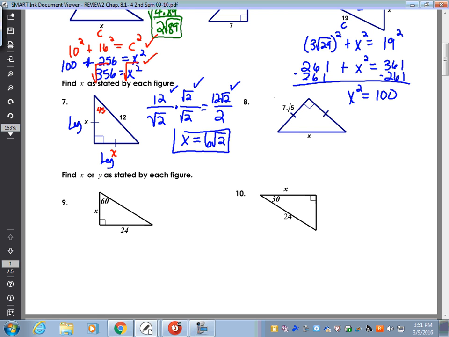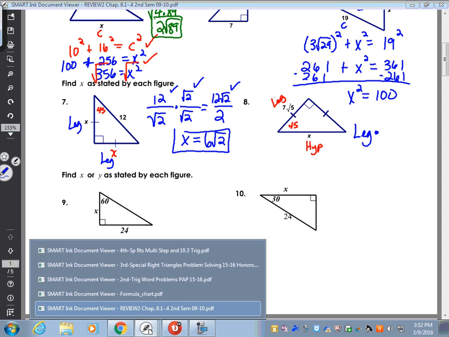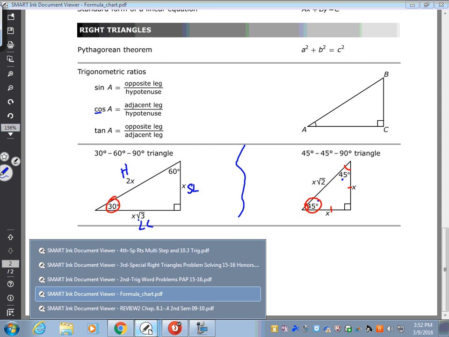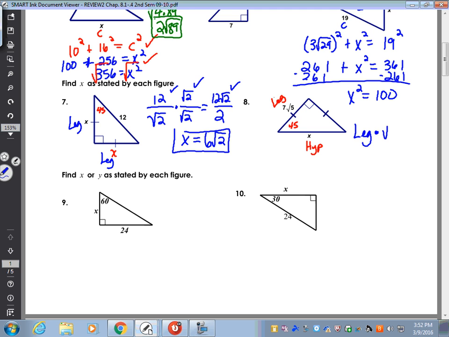For here on 8, again we have tick marks, so we know it's going to be a 45 again. We are given the leg, we're trying to get to the hypotenuse. So if I've got a small part, I'm going to a bigger part. The operation is always a multiplication. So I take my leg, whatever it is, and I multiply it by, and if I'm not too sure, I go to my formula chart. It says on the hypotenuse it's the square root of 2. So I'm multiplying by the square root of 2.